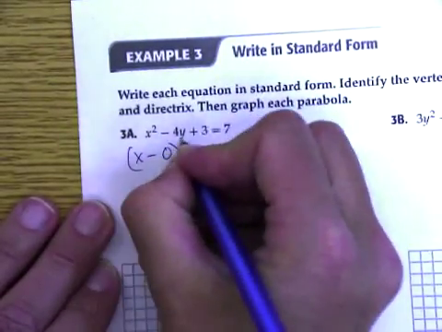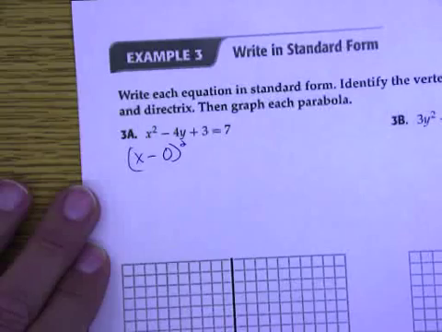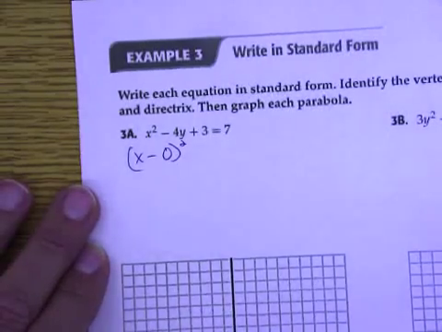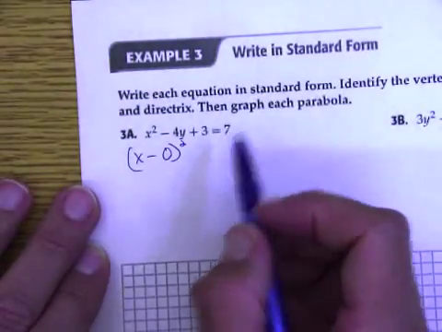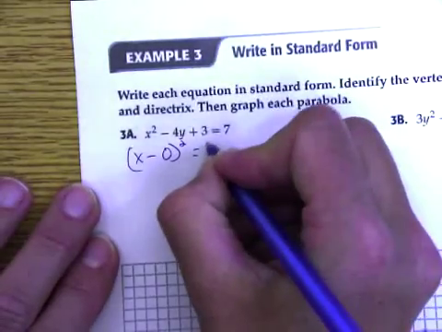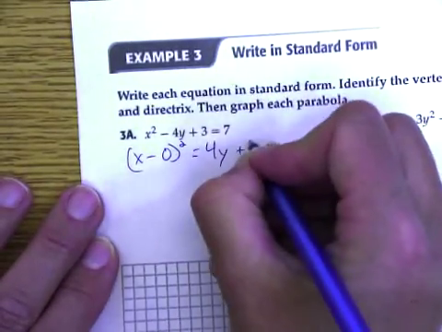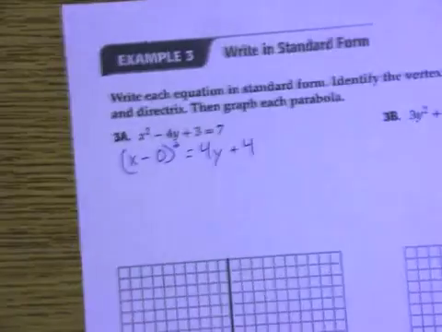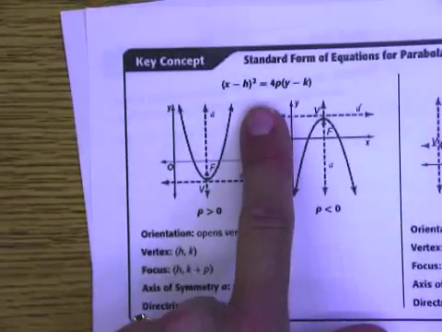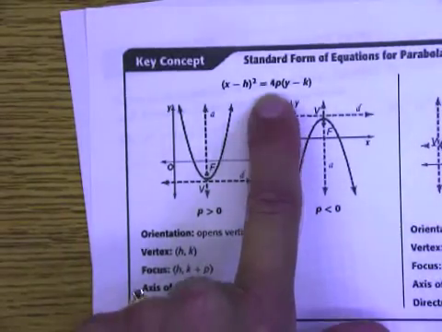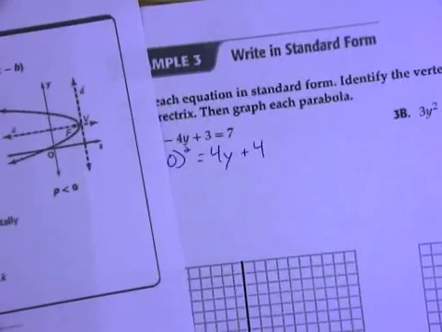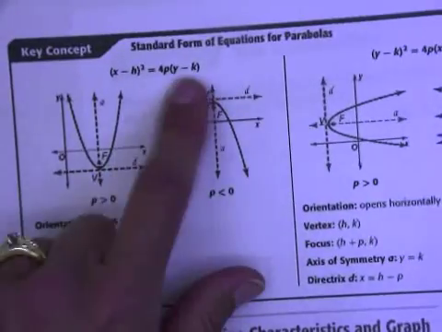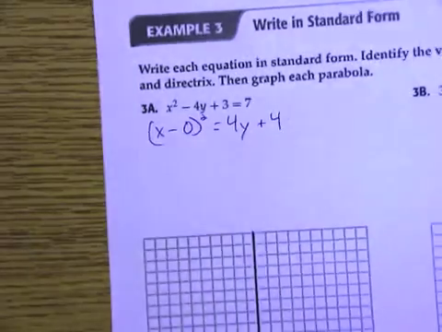So that means that the number that's inside of this parenthesis with the x getting squared, that's 0. Okay, so that's kind of convenient to know. So this is going to be x minus 0 squared, which means I want to bring everything else over to the right-hand side. So that'll be 4y plus 4.